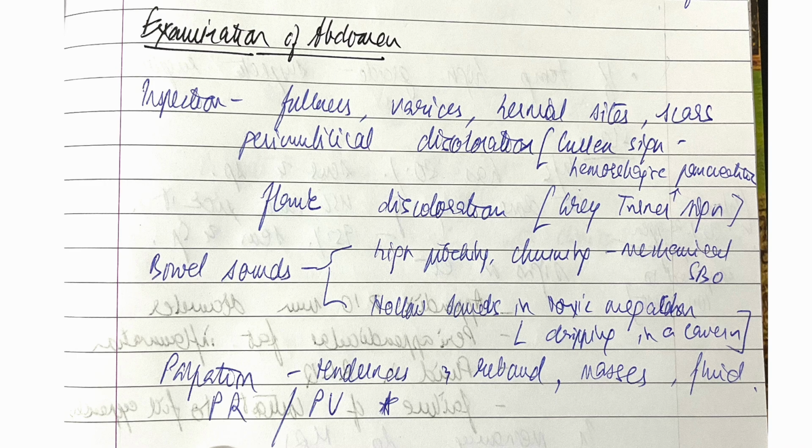The examination of the abdomen. Inspection, we check for fullness, we check for varices, we check the hernial sites, which is very important to check because it could be a strangulated hernia. We check for scars. We check for periumbilical discoloration, which is a Cullen sign in hemorrhagic pancreatitis, and the flank discoloration. If there's a bluish discoloration in the flanks, that's called Grey Turner sign, also in hemorrhagic pancreatitis.